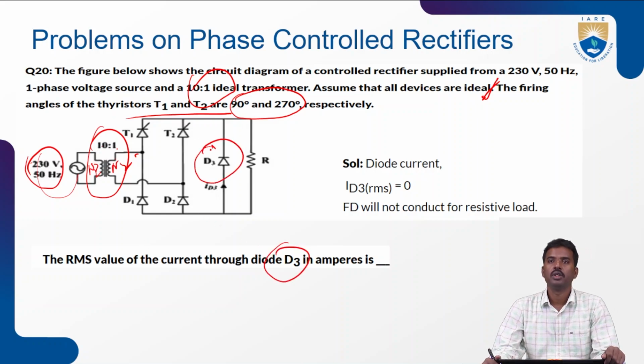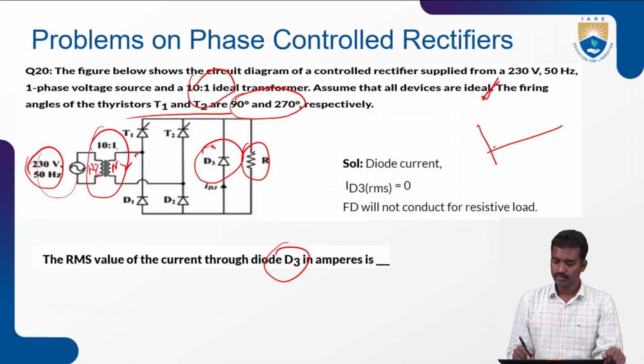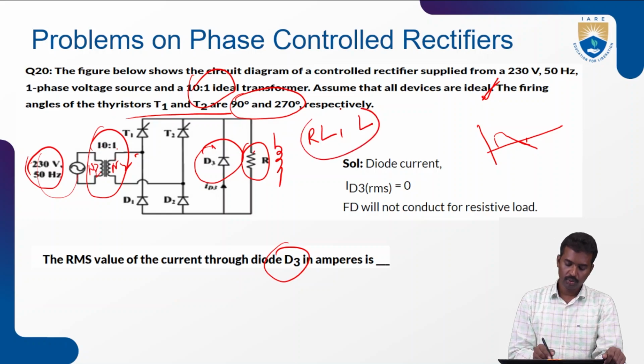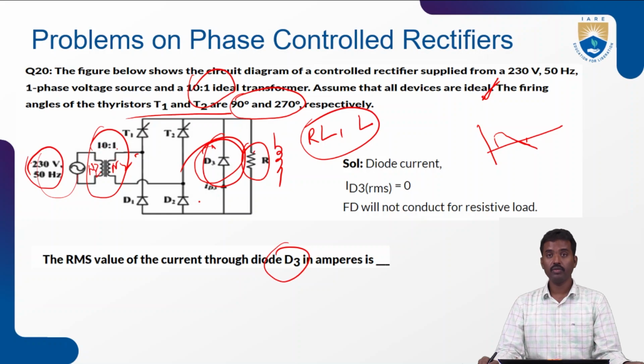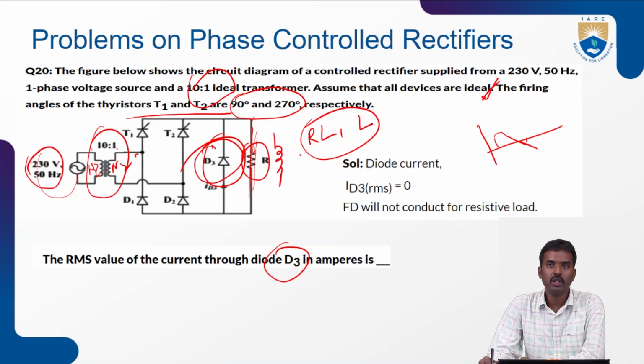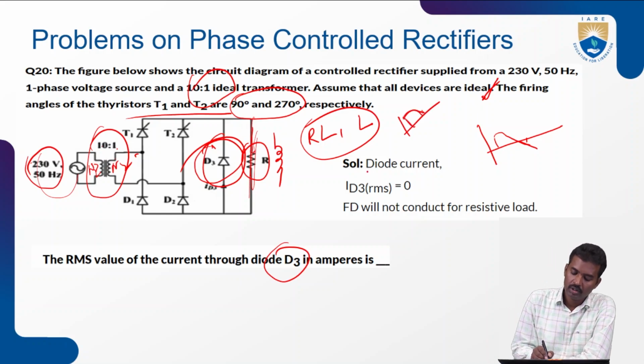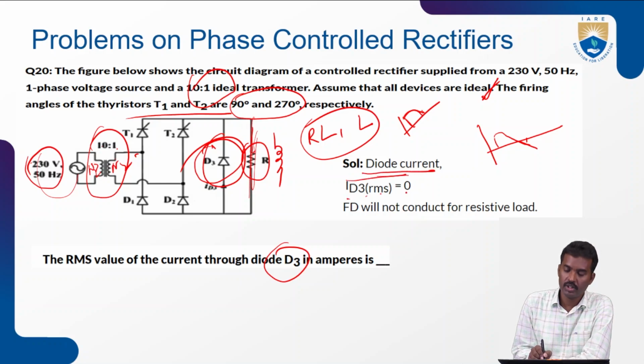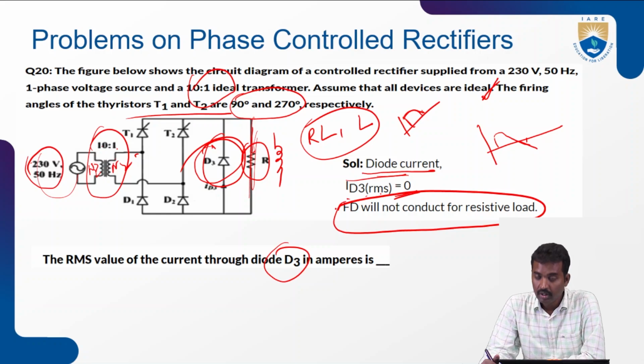This D3 current is 0. Diode current is 0 because the freewheeling diode will not conduct for a resistive load. This is a purely resistive load. Only with inductive loads, RL load or pure inductive load, will the freewheeling diode conduct. There is no need for a freewheeling diode in the pure resistive case, where the output voltage is always positive. So the diode current ID3 RMS equals 0.